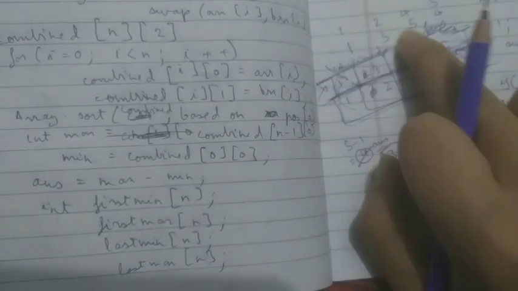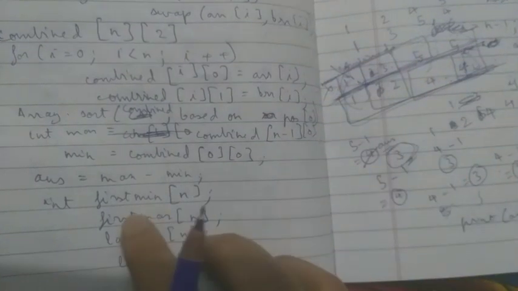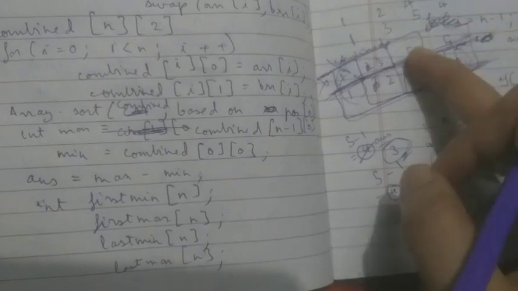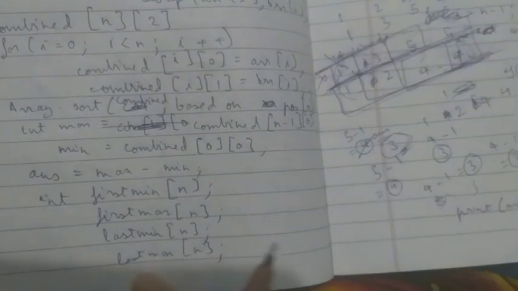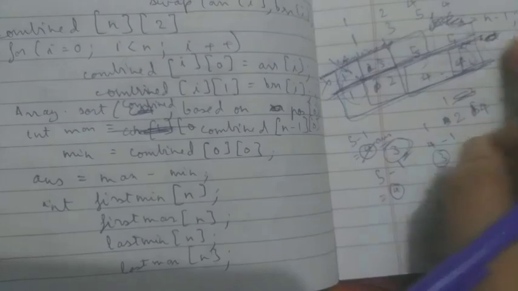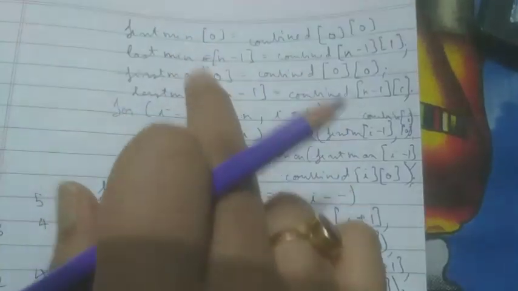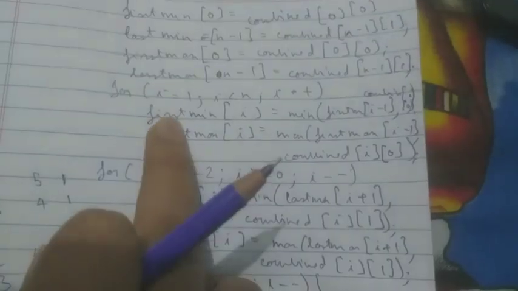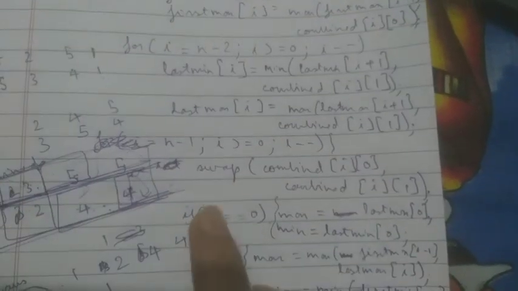And then initialize 4 arrays. First min is the minimum of this array. First max is the maximum of this array. Last min is the minimum of these arrays, and last max is the maximum of this array. From last means from right to left, and first means from left to right. So similarly we operate them. Okay, this is the initialization of all the elements, and this is the operation, and then we go to the final part, that is the loop part, where we swap these elements.